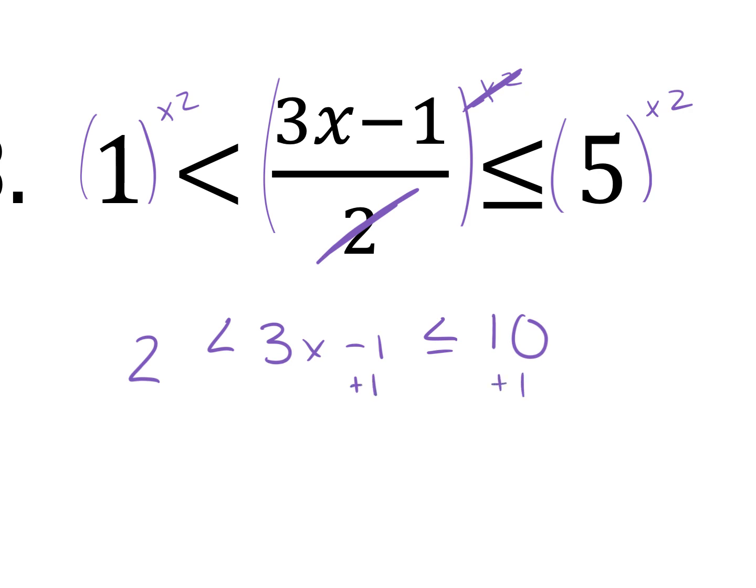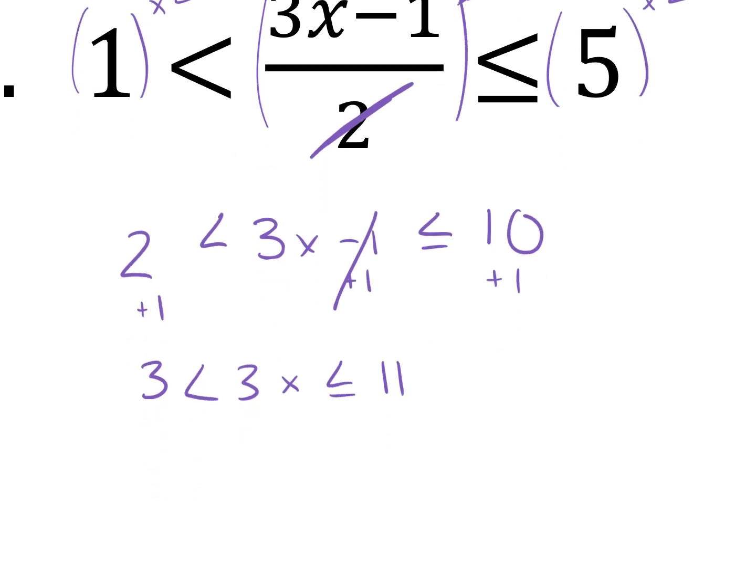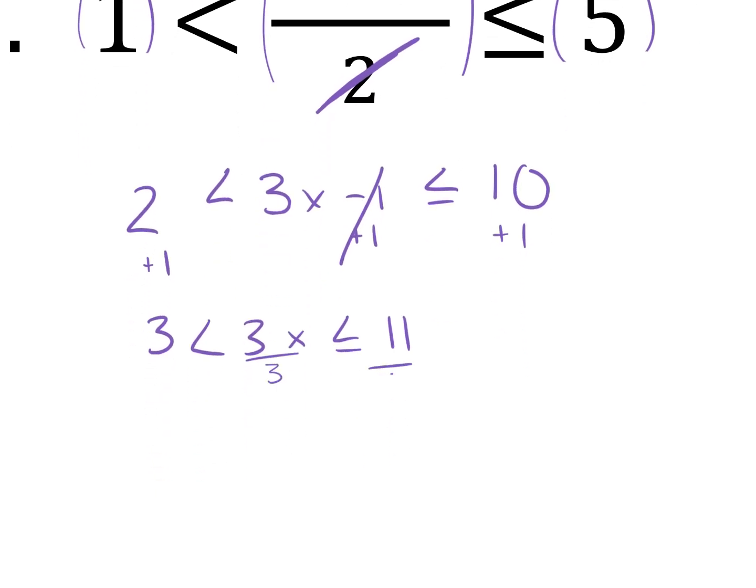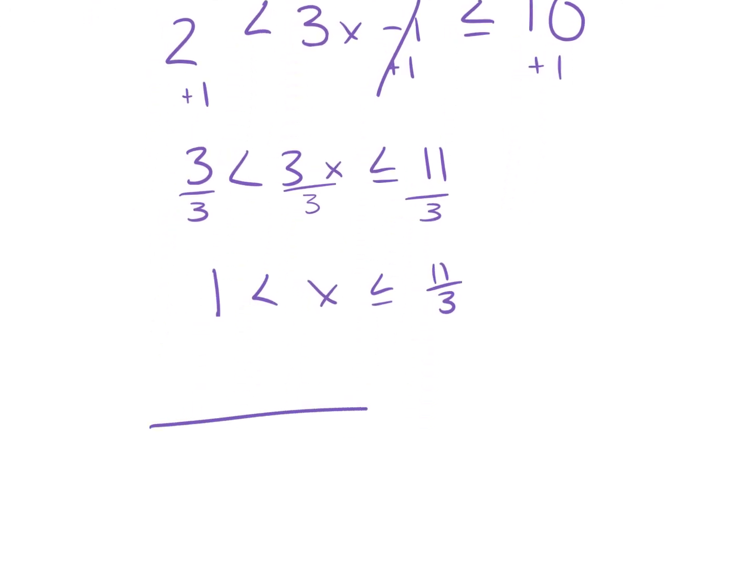Add 1 to both sides. So technically we're adding it to 3 sides here because it's going to cancel out in the middle. So we get 3 is less than 3x, which is less than or equal to 11. What do we do next? Divide by 3. So 1 is less than x, which is less than or equal to 11/3. So let's put those on our number line. Which one's smaller? 1. So we have 1 to the left, 11/3 to the right.